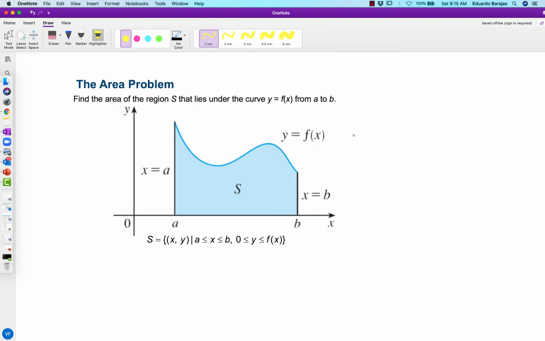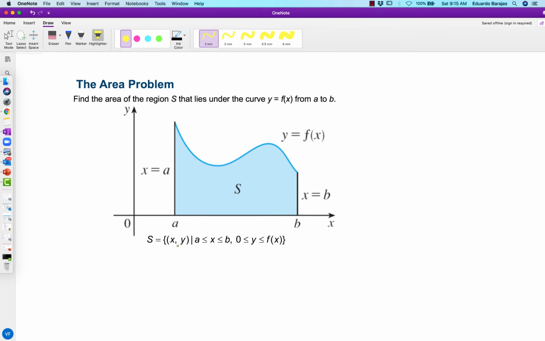So the question might be asked this way: find the area of the region S that lies under the curve y equals f of x from a to b. So that statement refers to this blue shaded region here. And another notation for that S, the blue shaded region, is this. S equals all ordered pairs x comma y, and then this bar reads such that, and then we have a condition for the x and we have a condition for the y.